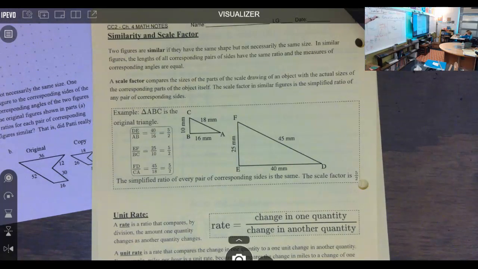Scale factor is the ratio of corresponding parts, new to old. Up here, I made a 1 foot by 1 foot square and a 2 foot by 2 foot square, but I did inches. So it's 12 up to 24. 24 divided by 12 gives me a scale factor of 2.